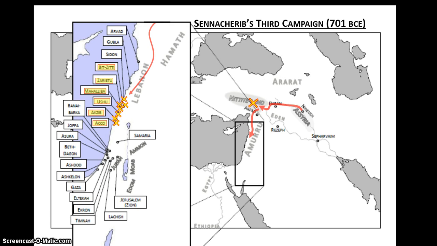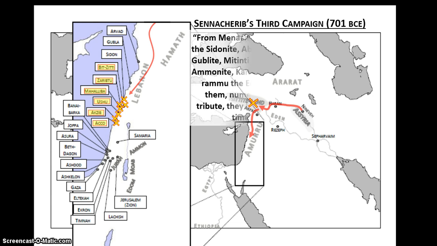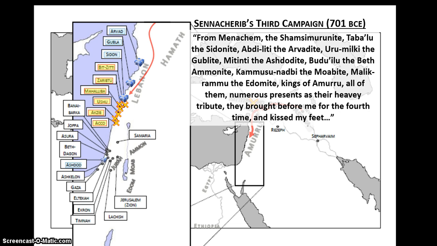Now, those were all cities that had rebelled against Sennacherib, who had withheld tribute from him. But there were others that decided that they were going to be obedient and faithful and give him lots of presents and gifts. So he says, from King Menachem, the Shamsimuranite, Tabalu, the Sidonite, Abdiliti, the Arvadite, Urumilki, the Gublite, Mitinti, the Ashdodite, Buduilu, the Bethammonite, Kamusu Nabdi, the Moabite, Malikoramu, the Edomite, kings of Amuru.